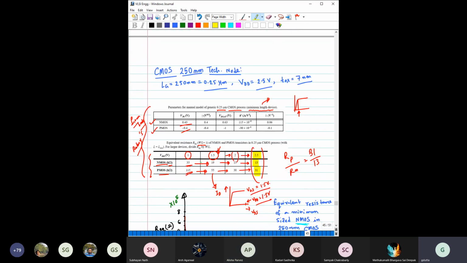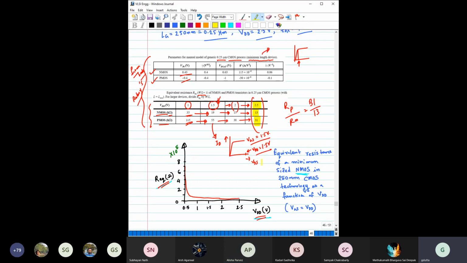No issue. Yeah. So I hope that you have understood the basics, right? What should be the nature and how this R equivalent is dependent on VDD, and the most important thing is the width, and what would be the practical value for a particular technology node, for a 250 nanometer CMOS technology node.